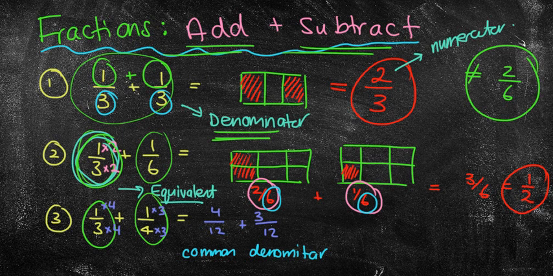So now what I've made, once again, using that word equivalent, I've used two equivalent fractions now. So 1/3 is the same as 4/12. 1/4 is the same as 3/12. Now we have a common denominator. 4 plus 3 is 7. We can now have an answer of 7/12.